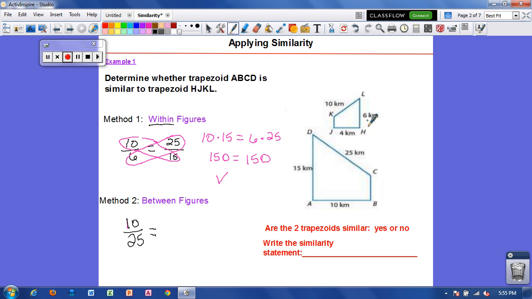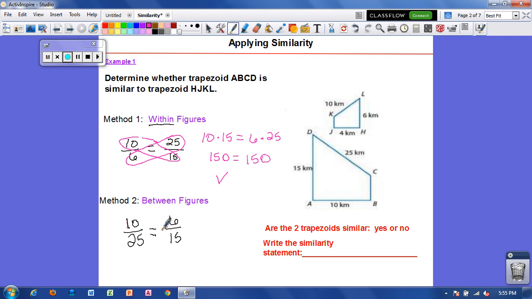And then I am going to take this 6 right here from the smaller, and I'm going to take this 15 from the bigger. Now remember, this side, LH, where the 6 comes from, corresponds with the side DA that the 15 comes from. Always make sure that you are choosing from corresponding sides. So now I am going to do the same thing here.